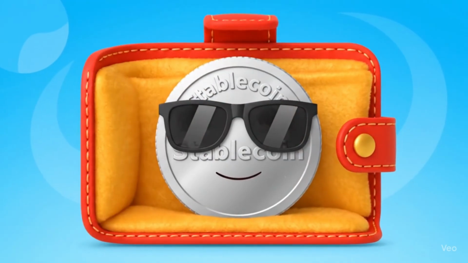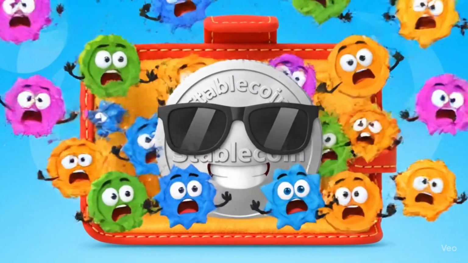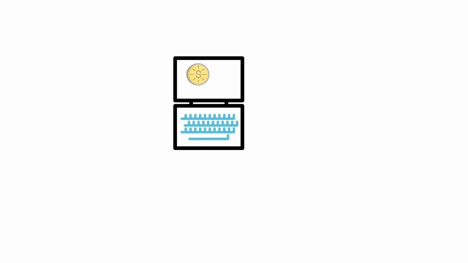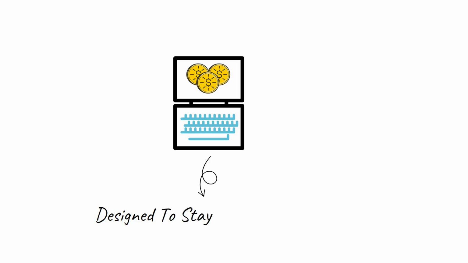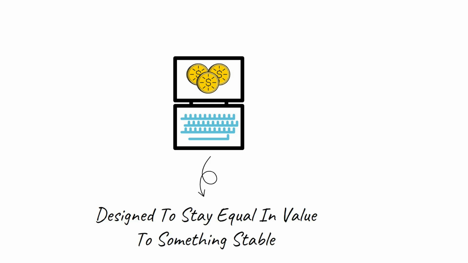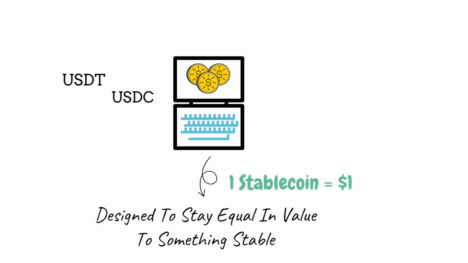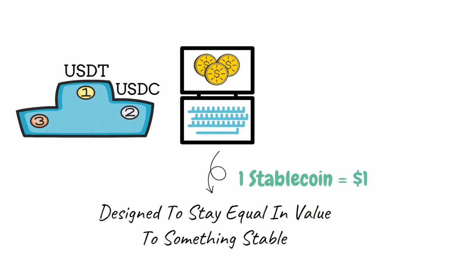All right, let's talk about stablecoins. They're kind of like crypto's version of cash. These are digital tokens that are designed to stay equal in value to something stable, usually the US dollar. So one stablecoin is meant to always be worth about $1. You've probably heard of USDT and USDC. Those are the two biggest stablecoins.